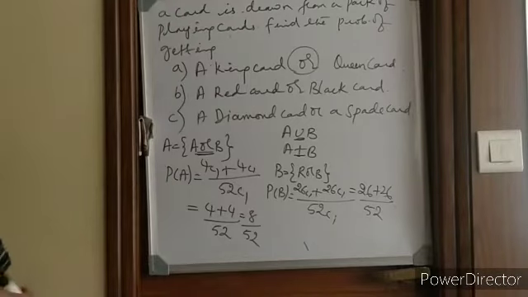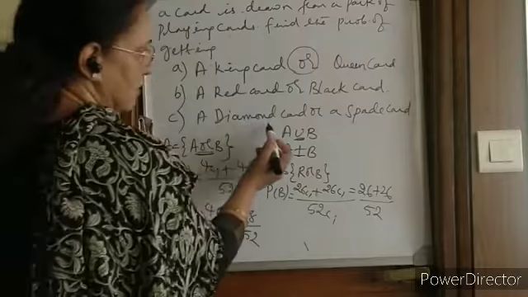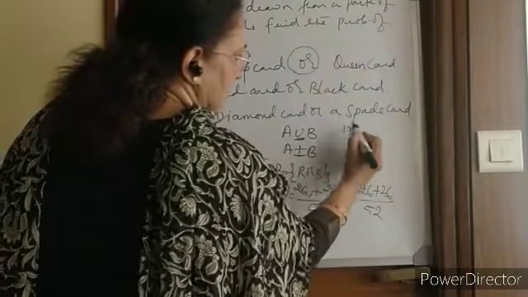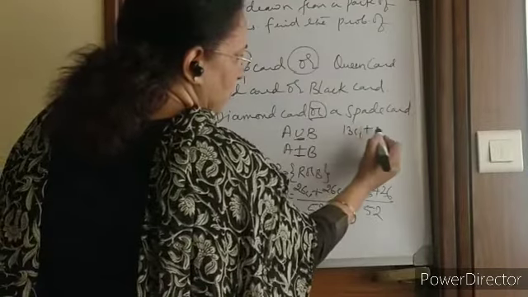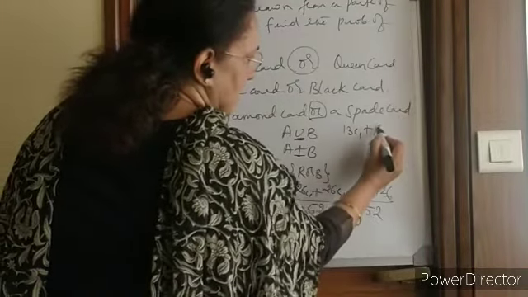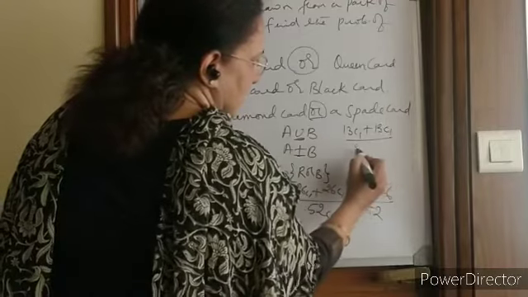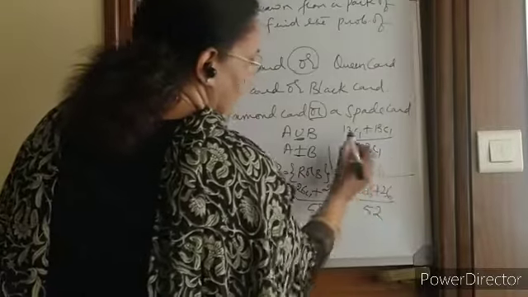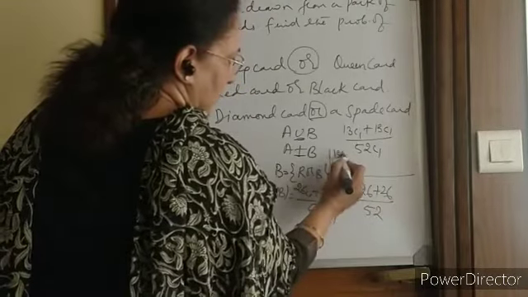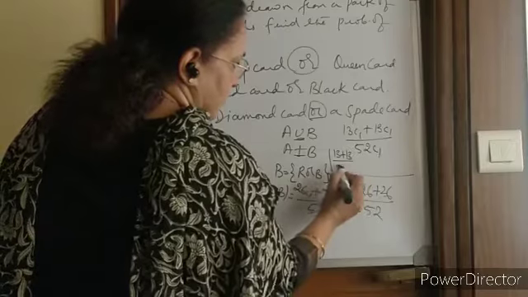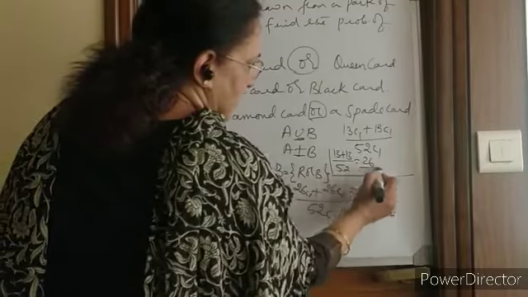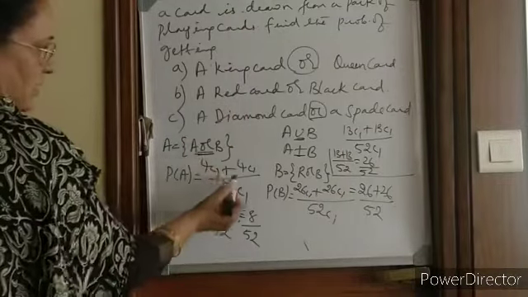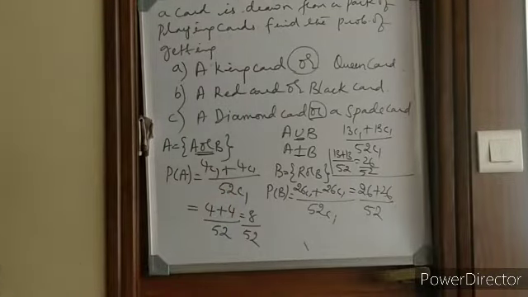Okay. Now coming to the diamond card. So diamond how many are there? 13 are there. So therefore 13C1. R is there again. So you will put plus. Spade how many are there? 13 are there. Again this will become 13C1 divided by 52C1. Again you will do the simplification here. 13 plus 13. Okay. Now divided by 52. So in other words it will become now 26 divided by 52. So here which concept have we used? We have used the concept of union. A union B.